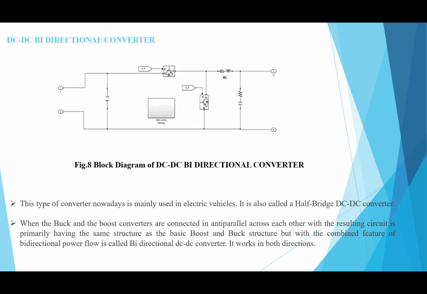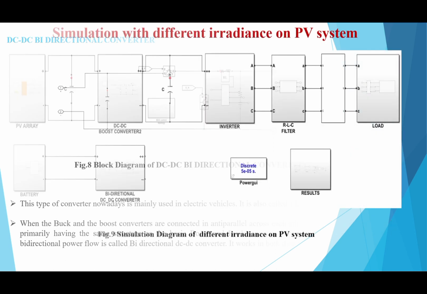DC to DC bidirectional converter. This type of converter nowadays is mainly used in electric vehicles. It is also called a half-bridge DC to DC converter. When the buck and the boost converters are connected in anti-parallel across each other, the resulting circuit has primarily the same structure as the basic boost and buck structure, but with the combined feature of bidirectional power flow. It is called a bidirectional DC to DC converter. It works in both directions.